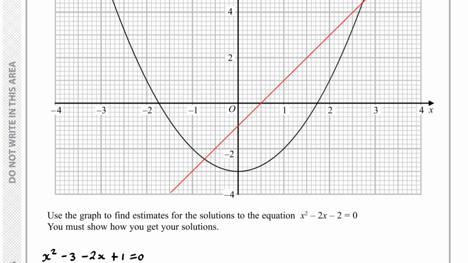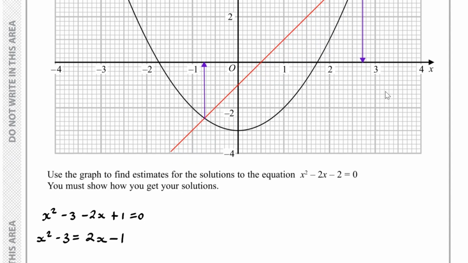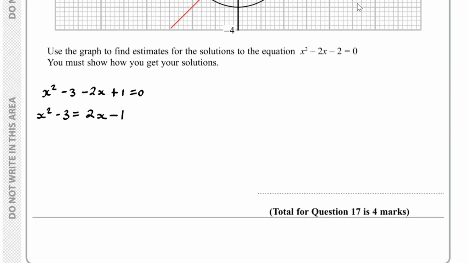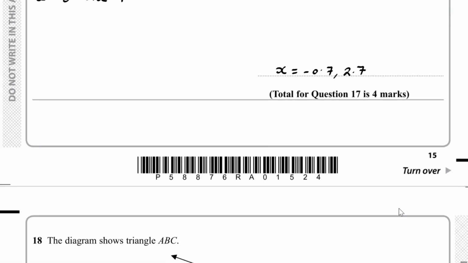So therefore, this intersection point over here, we'll do it in blue, looks to me as though it's minus 0.75, and this one over here is 2.7 approximately. So let's just make our lives easier. Let's just write here x is equal to minus 0.7 and x is equal to 2.7. Okay.